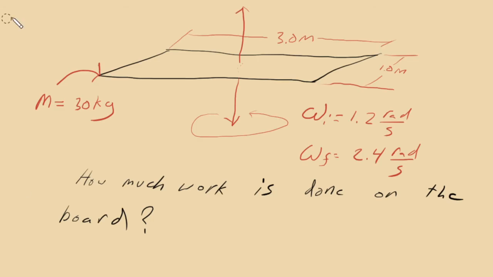All right, so now let's take a look at a kinetic energy problem, a rotational energy problem. So let's say we have this board. It's this black board. You can think of it like a sheet of wood. It weighs 30 kilograms, and it has one length of 3 meters and the other length 1. And we have an initial angular velocity of 1.2 radians per second and a final angular velocity of 2.4 radians per second. So this thing's angular velocity is doubling over some period. And what we want to know is how much work is done on the board.